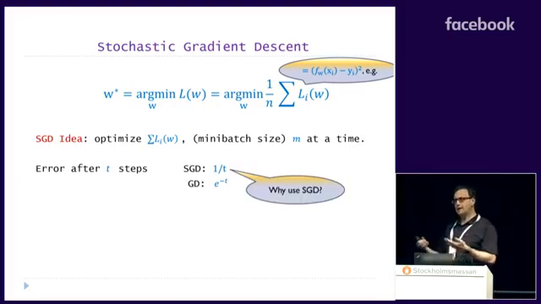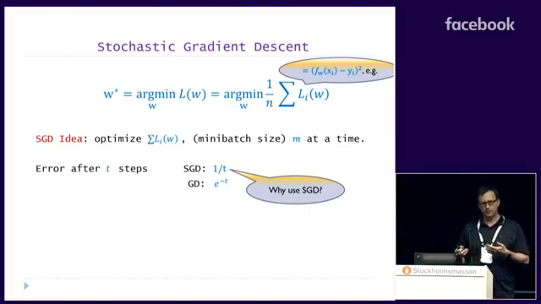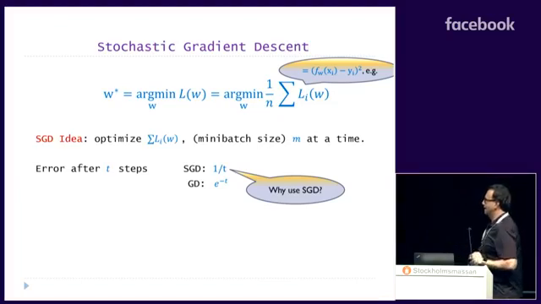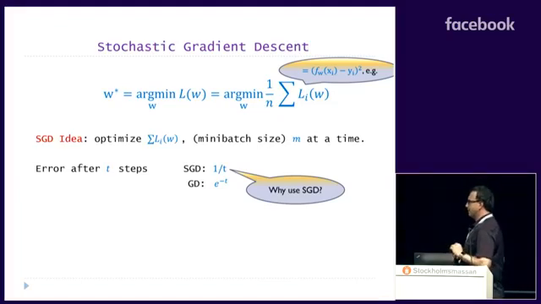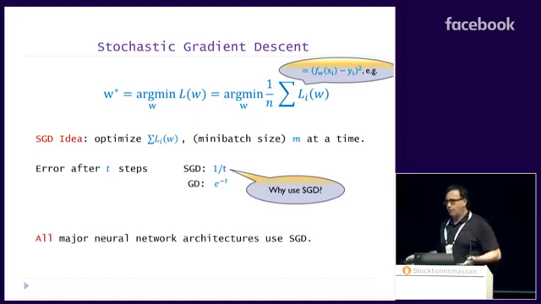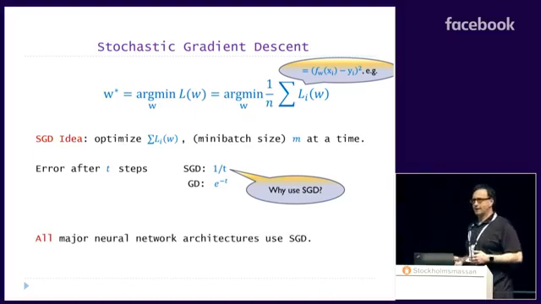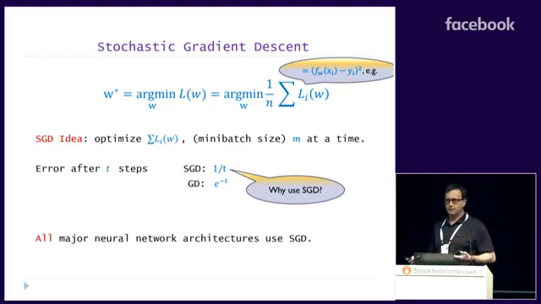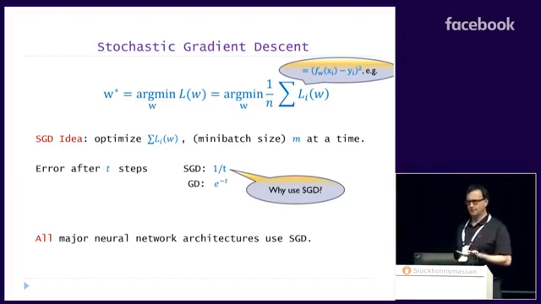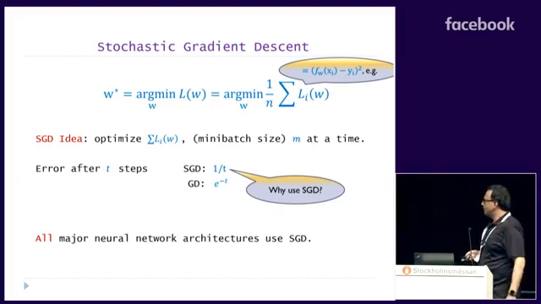There have been some answers that it somehow relates to non-convexity, but actually the fact that SGD is preferable to GD can be explained in a fully convex setting. And frankly, all major neural network architectures use SGD. Nobody uses full gradient descent. It's SGD or variants like momentum and so on. Okay, so what's going on?